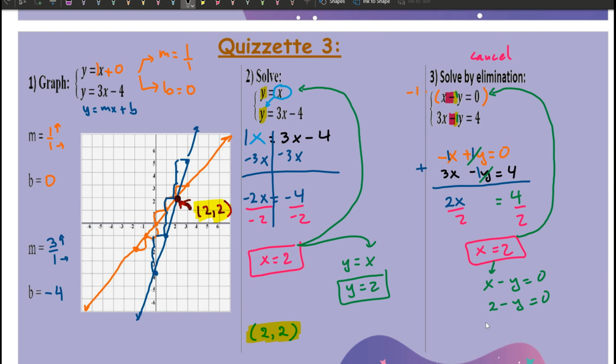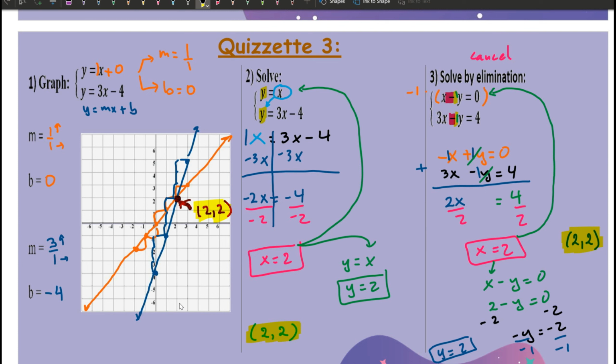Okay, so we're going to subtract 2 from both sides. Negative y equal to -2. And then we divide both sides by -1. Your y, -2 divided by -1, is positive 2. Your y value is positive 2. So the answer would be 2, 2. And as you see, they also have the same answer.